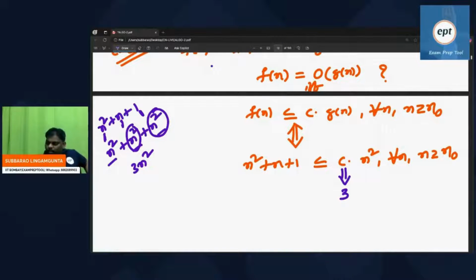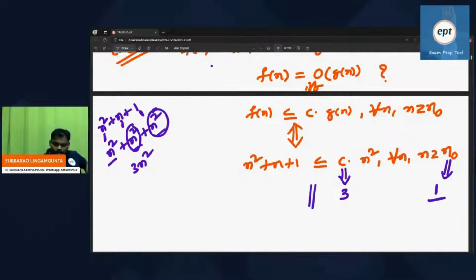Some people are asking, sir, from which place does this relation hold good? Let's start from 1. From 1 onwards, is it working or not? Verify. If I keep n value 1, left side is 3, right side also 3. So n value 1, it is working. Let's take n value 2. Left is going to be 4 plus 2, 6 plus 1, 7. Right, if you observe, n value 2, 4, 3 into 4, 12. I think from 1 onwards it is working.